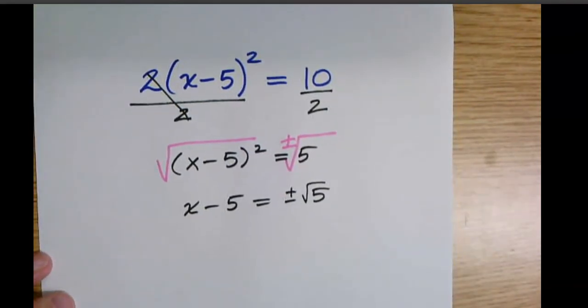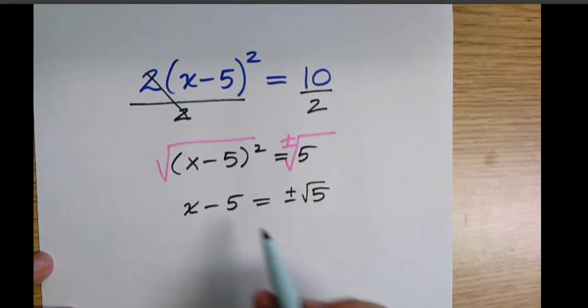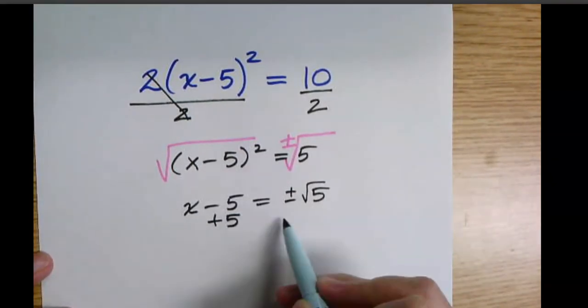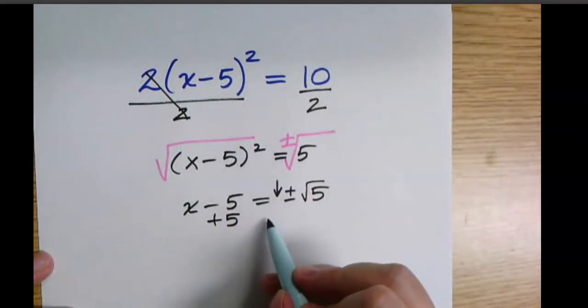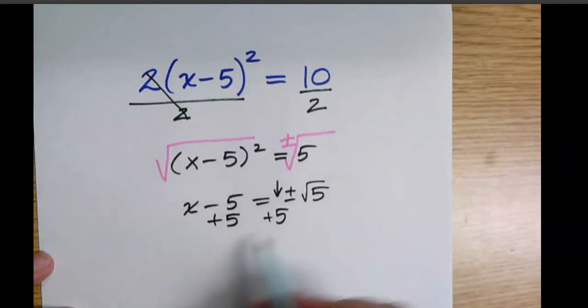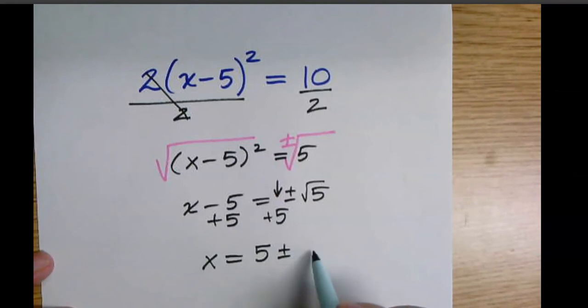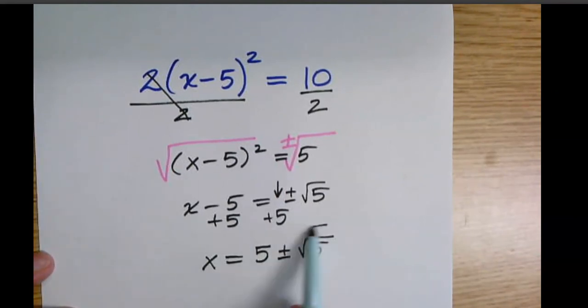So you haven't solved until you have isolated your variable. We still have to get x alone. So we're going to add 5 to both sides. But what we like to do is squeeze it up in here. So we're going to put it right up there. I'm not going to put it in the back. I'm going to write x equals a positive 5 plus or minus square root of 5.